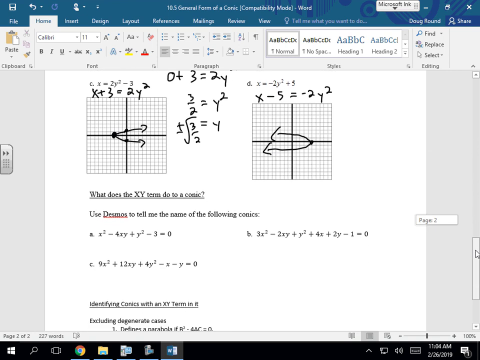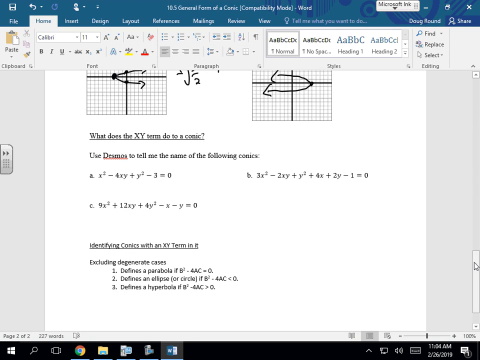And the question is, what does the xy term do to a conic? We're kind of running out of time here, but use Desmos, if you could, on these 3 to figure out the name of the following conics, if it even is a conic, and see if you find anything surprising. Like, look at A here. What would you guess A is? I should get a guess for each one of these before you do it. What would you think A might be?